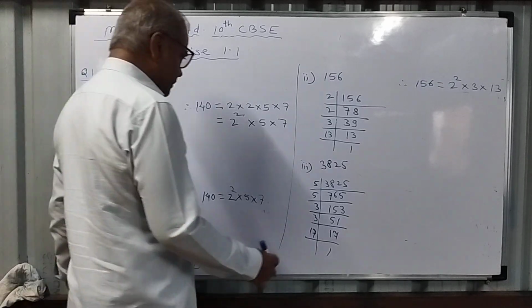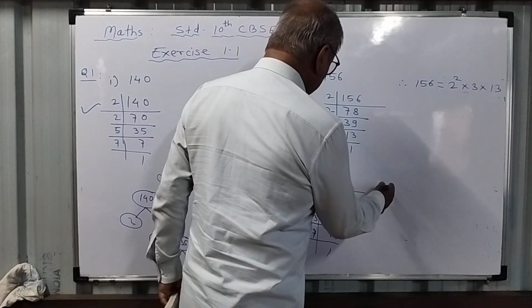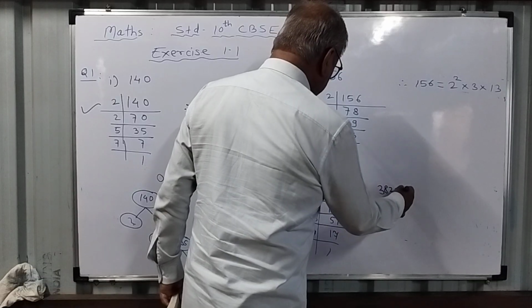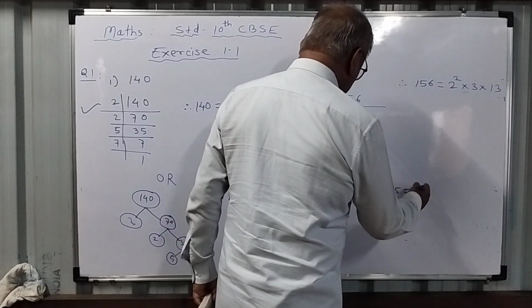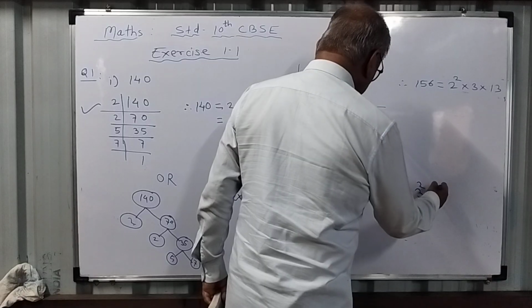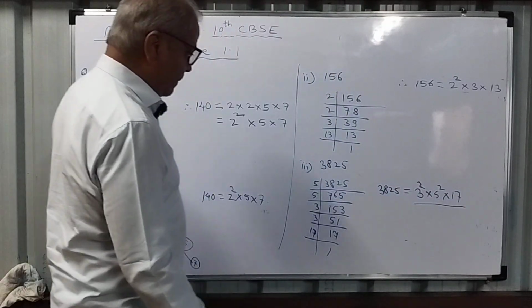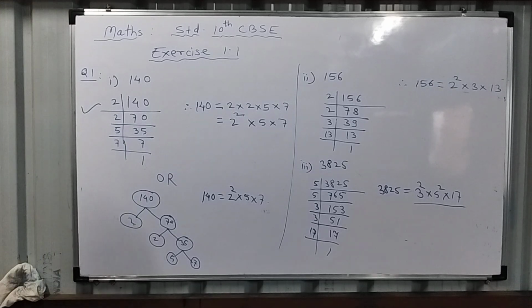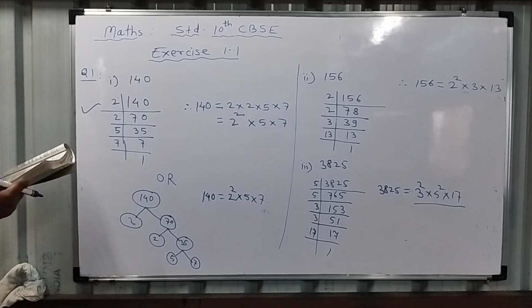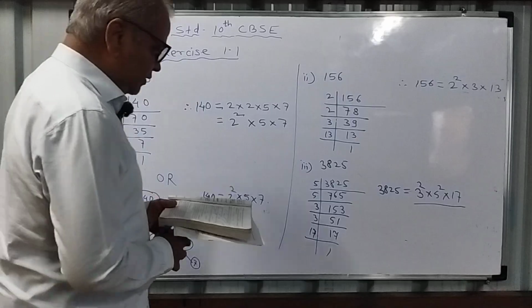The order is not important. So 3825 is equal to 3 raised to 2 into 5 raised to 2 into 17. So these are the prime factors of 3825. Now sub question number 4.